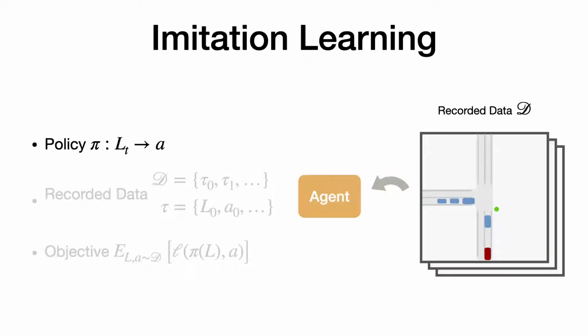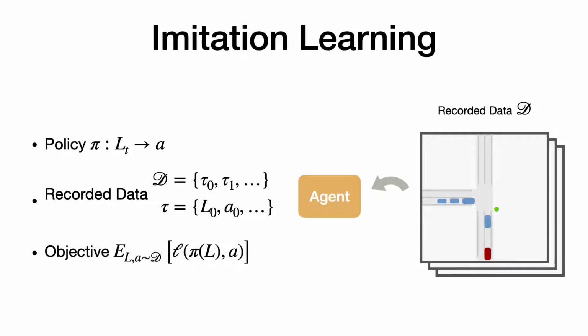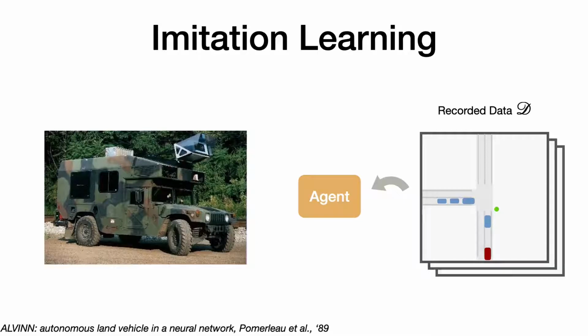The supervised learning paradigm for policy learning is called imitation learning. Here we are interested in finding a policy that maps our current state or observations to actions. We do this by first collecting a large dataset of human drivers acting in the real world. Then we learn a policy that mimics the human driver's behavior. This approach was pioneered by ALVINN out of CMU, where a shallow neural network was able to drive a military ambulance at about 2 to 3 miles per hour completely autonomously.